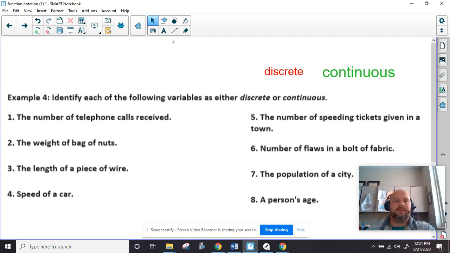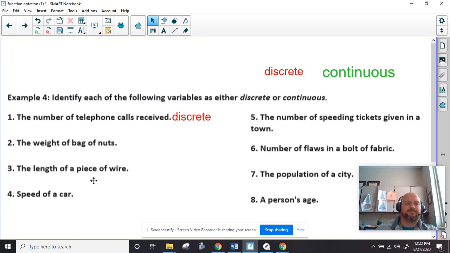All right. Now, we really have to think about if something can be a whole or not. So in this part right here, it says identify the following variables as discrete or continuous. All right, number of telephone calls received. All right, how many calls did you get that day? That's how many calls you get. All right, that is discrete.